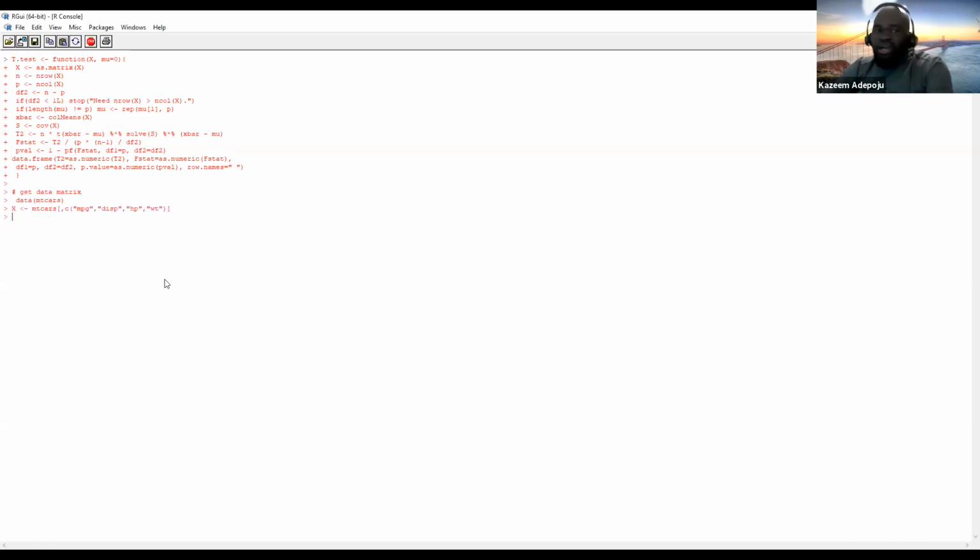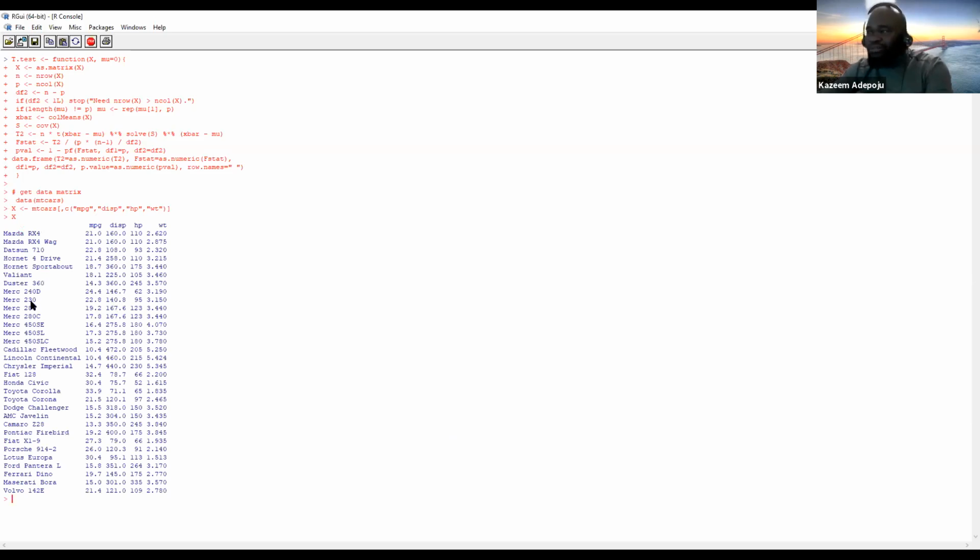I already have that in R. This data set that I want to use has 4 variables: mpg (miles per gallon), displacement, HP, and weight. Can you see that now? If I want to see the data, I'm going to just write X and click Enter. Can you see now? The experimental unit means I collected the data over 4 variables on different models of cars. Mazda RX4, and so on. Your data set is going to look like this.